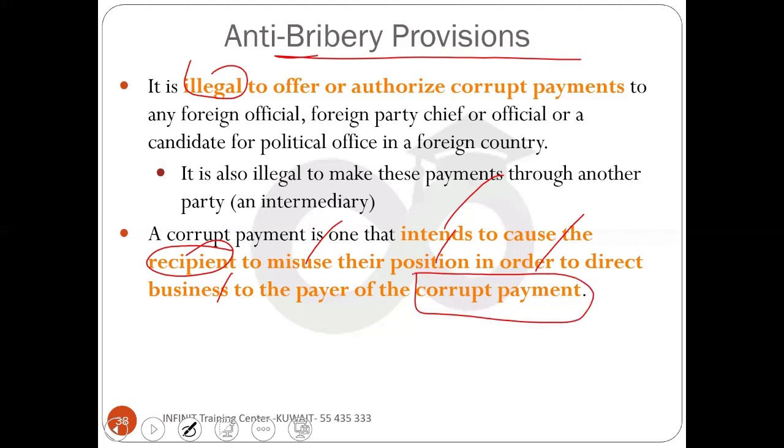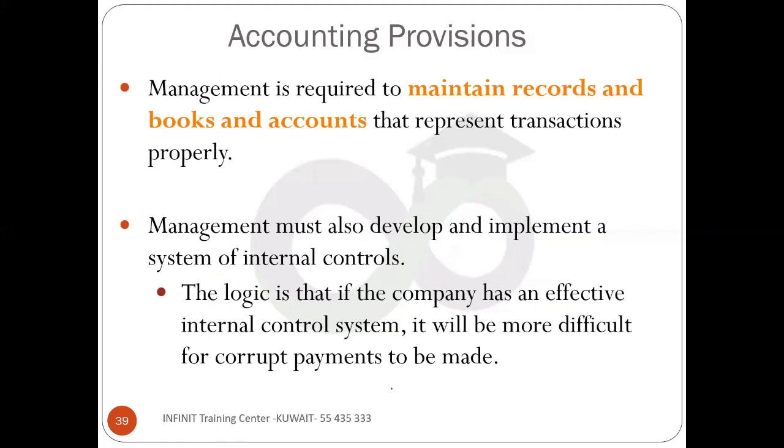So an American company is paying money to an official, for example a politician or an official of the government, and he's misusing his position to direct the order or the business to this particular company. We consider that a corrupt payment, and as per the FCPA anti-bribery provisions, this will be considered an illegal act.